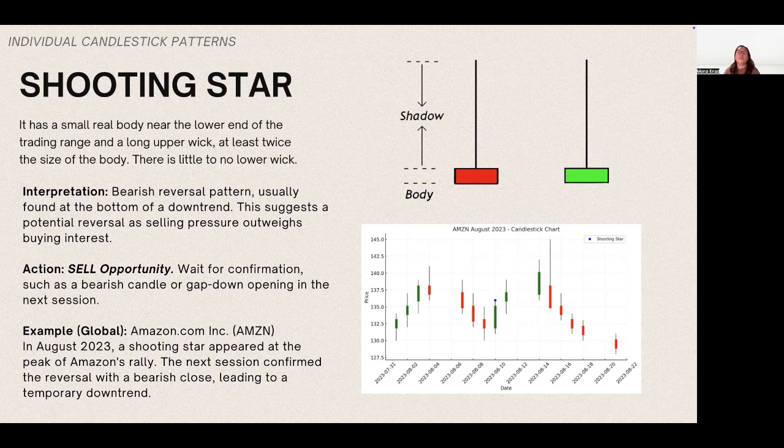So in summary, these individual candlestick patterns, Marubozu, spinning top, doji, hammer, hanging man, and shooting star, are critical in understanding market sentiments. While Marubozu showcases decisive control by buyers or sellers, patterns like the hammer and shooting star point to potential reversal. So always confirm with subsequent candles before taking action.